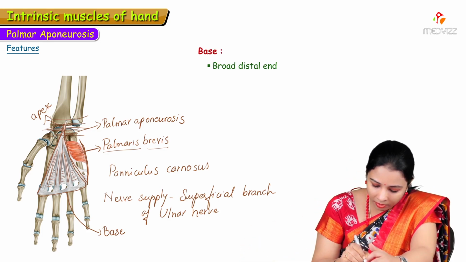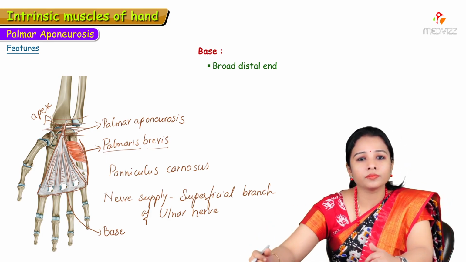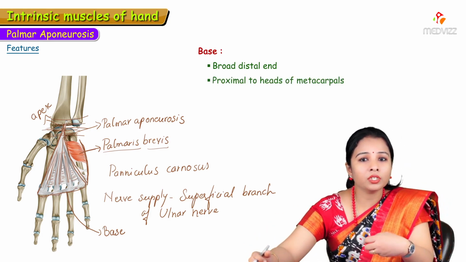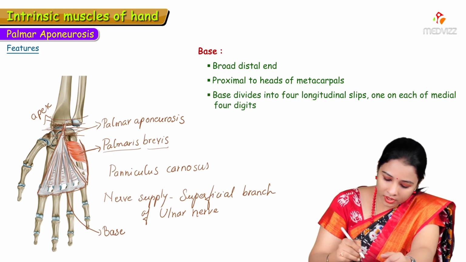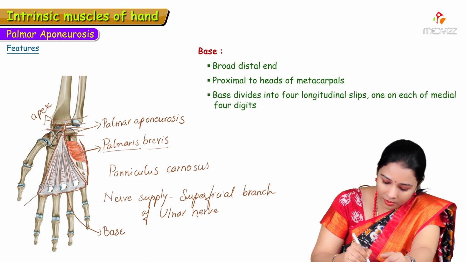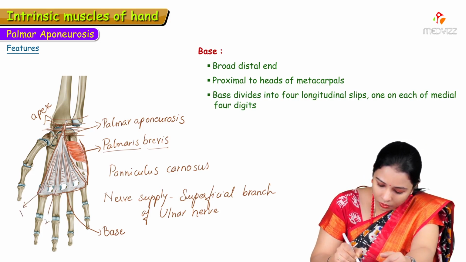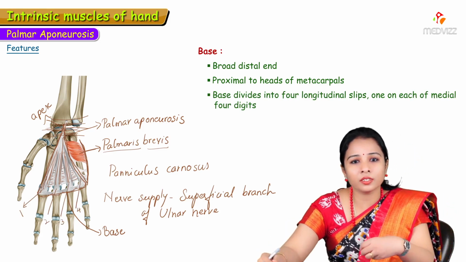You can see here the base, which is towards the base of every finger, and it's proximal to the heads of the metacarpals. The base divides into 4 longitudinal slips. So you can see here the 4 longitudinal slips: 1, 2, 3 and 4.